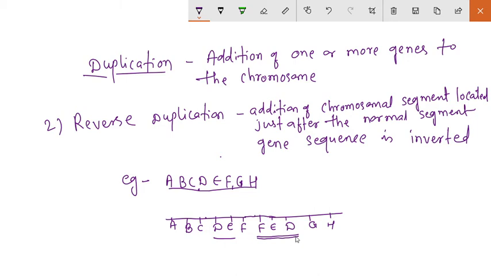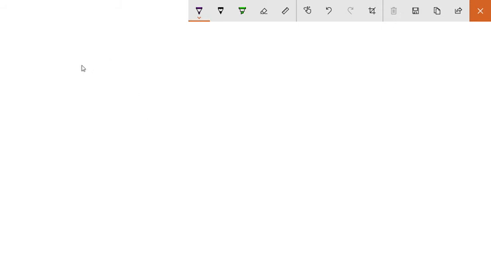Okay, then the third, that is displaced duplication. आता या ठिकाणी तिसरा जो टाइप आहे displaced duplication. Displaced duplication. So the addition of segment is located in the same chromosome. Okay, it is located in the same chromosome.